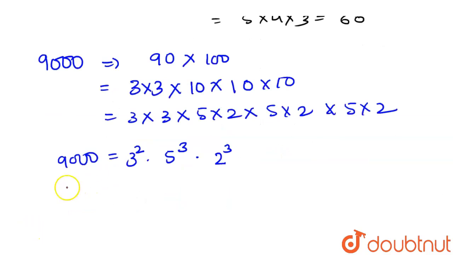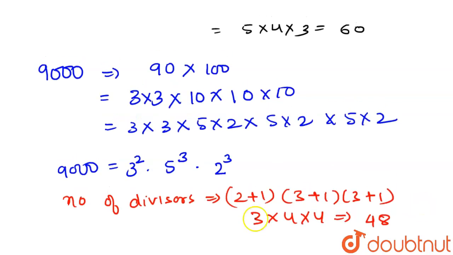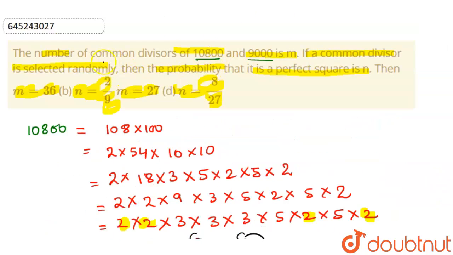So here also you find the number of divisors, right? The number of divisors would be add 1 to all the powers and multiply them: 2 plus 1, 3 plus 1, 3 plus 1. So this is 3 into 4 into 4, 16 3s are 48. But in this question we don't require the number of divisors of each number, because we have to tell the number of common divisors of these two numbers.